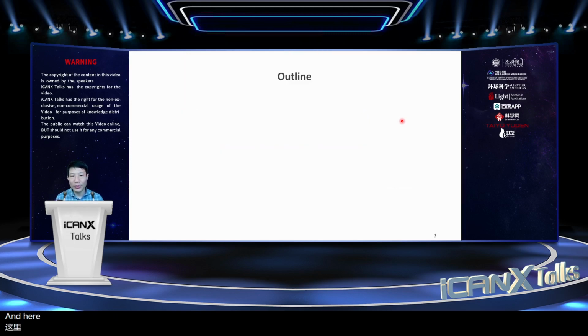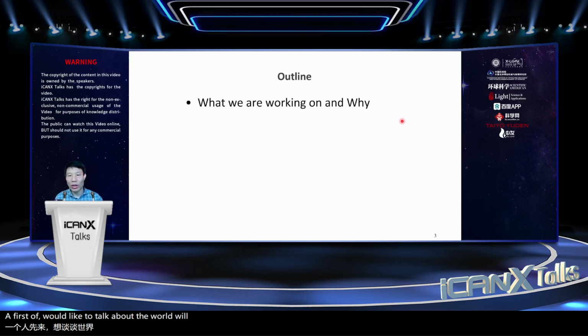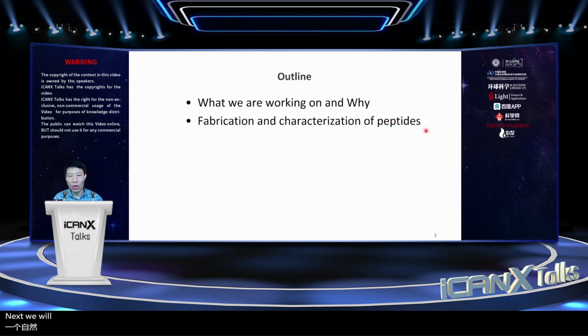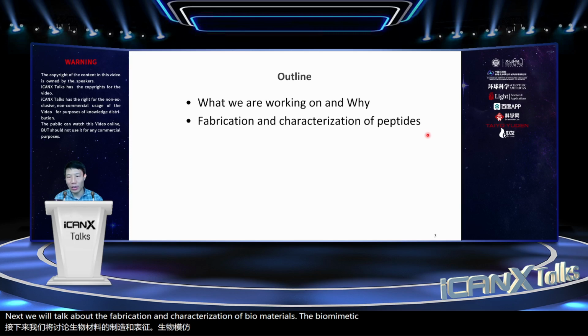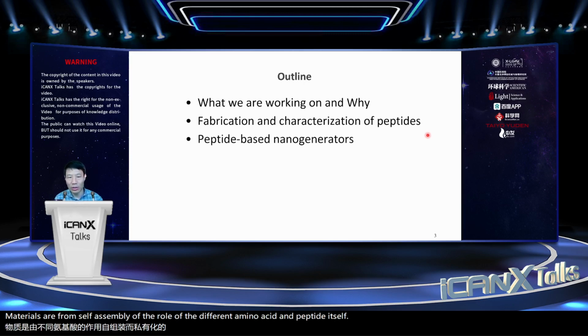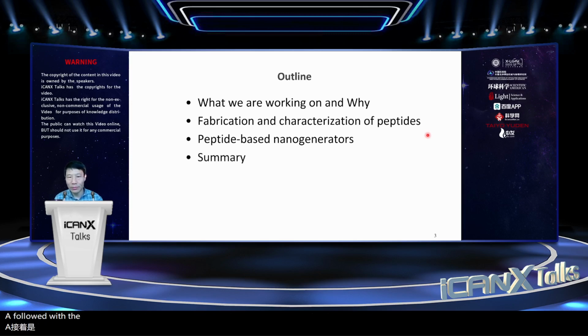And here is the outline of my talk today. First, I would like to talk about what we are working on and why, so that will be our motivation. Next, we will talk about the fabrication and characterization of biomaterials, the biomimetic materials from self-assembly of different amino acids and peptides, etc. Next, we will talk about the peptide-based nanogenerators, followed by the summary.